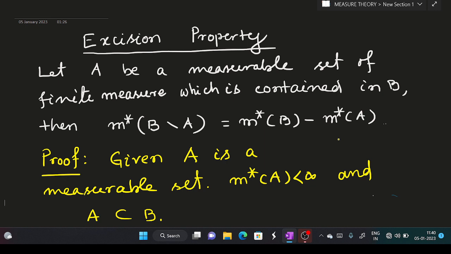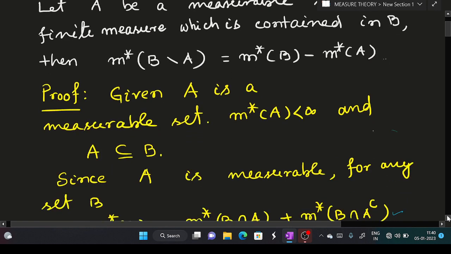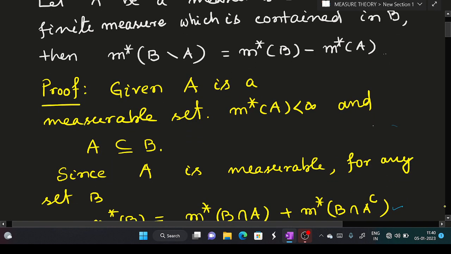Let A be a measurable set of finite measure which is contained in B. Then the outer measure of B difference A is equal to the outer measure of B minus the outer measure of A. Let us prove it. So what is given here? A is a measurable set such that the outer measure of A is finite, and B contains A, or A is a subset of B.